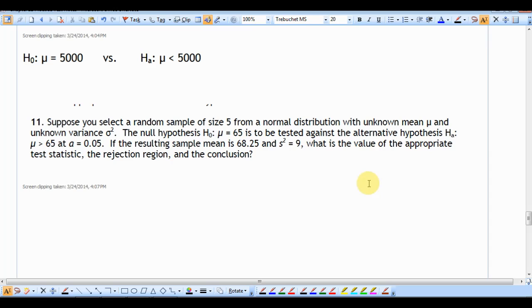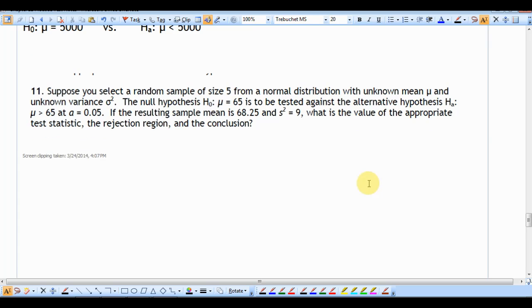All right, suppose you select a random sample of size 5 from a normal distribution, that's important, with an unknown mean and an unknown variance, sigma squared. The null hypothesis, mu equals 65, is to be tested against an alternative hypothesis, mu is greater than 65, at an alpha level of 0.05. The resulting sample mean is 68.25 with a variance of 9. What are the appropriate test statistic, rejection region, and conclusion? Okay, so we're going to have to draw for this.